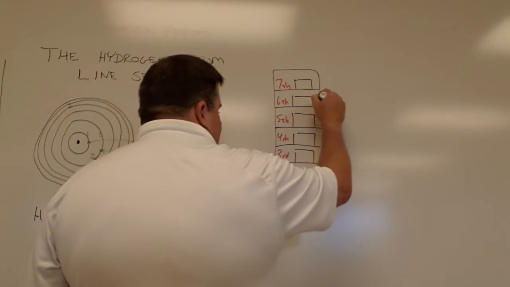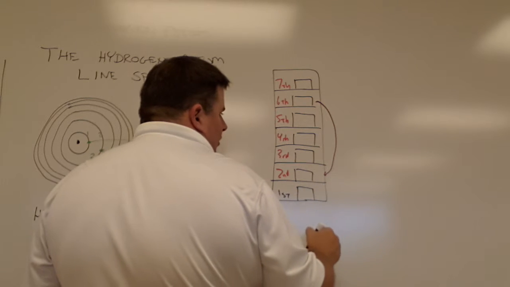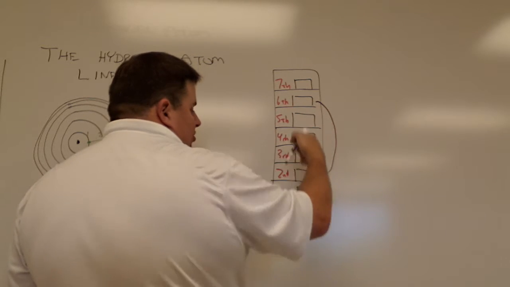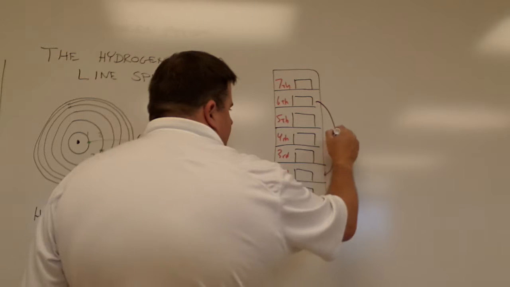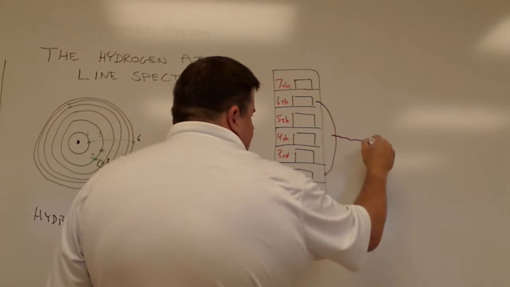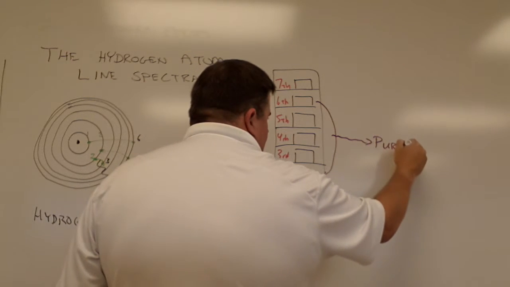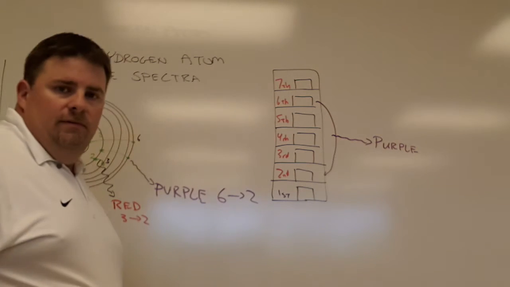If I go from 6th floor to 2nd floor, I have to shed that much energy. So you can see that it's a lot of energy. And the light that's coming out of here has got to be that purple light that we saw before. Okay?